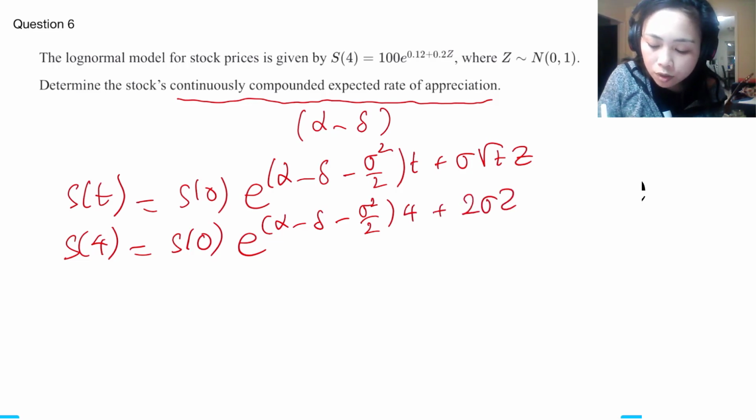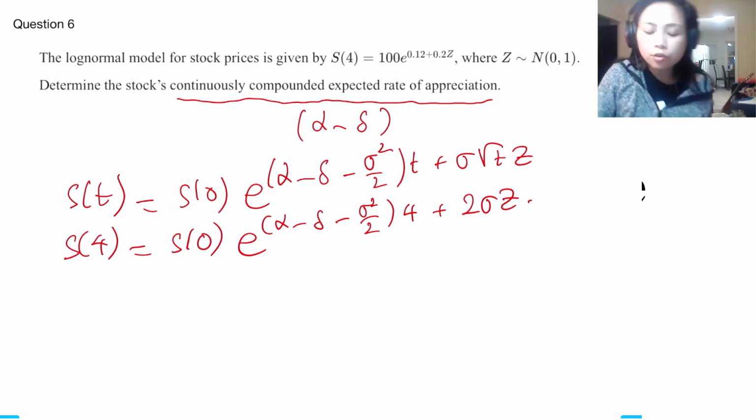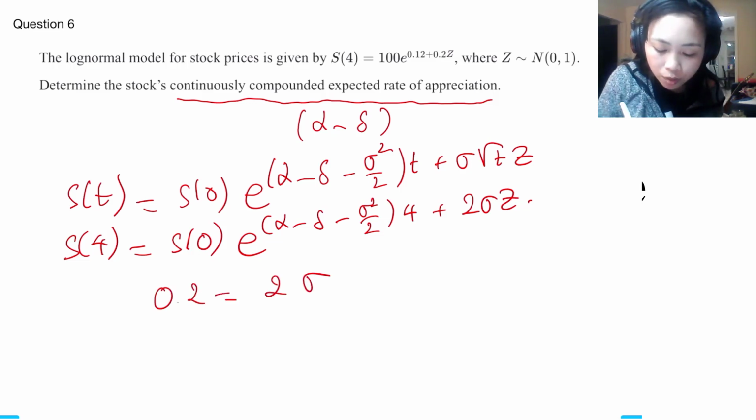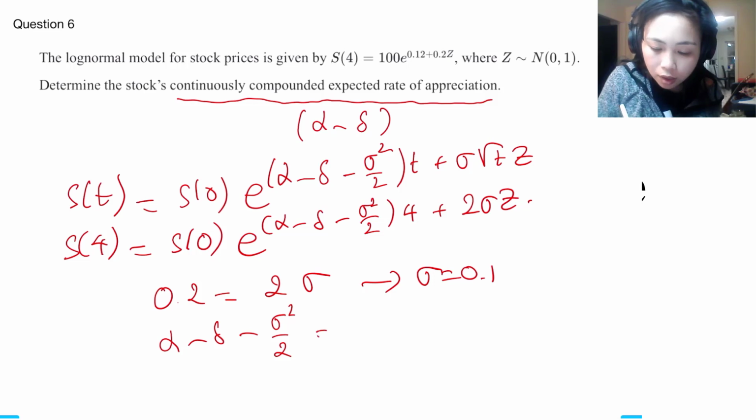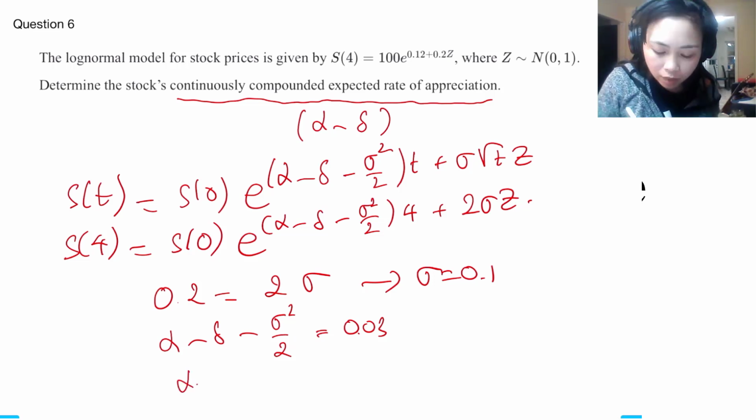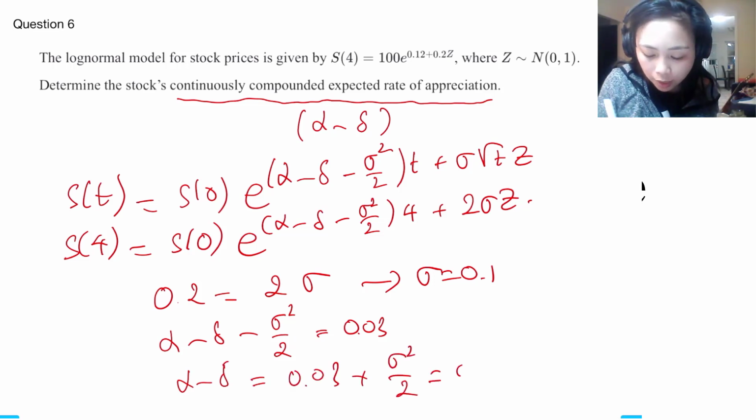Because 0.03 times 4 is 0.12. And here sigma is 0.1, so alpha minus delta is equal to 0.03 plus sigma square half, which is 0.03 plus 0.1 square half, and it should be 0.035. So the continuously compounded expected rate of appreciation here should be 0.035. That is the answer for question number 6.